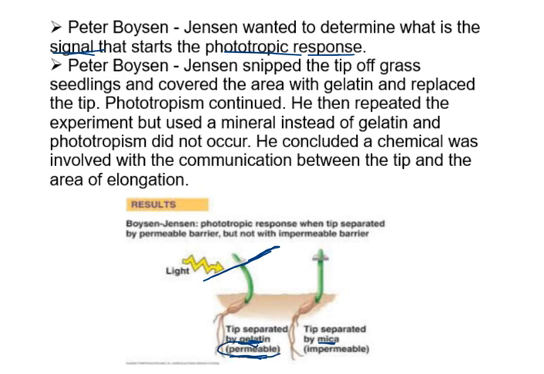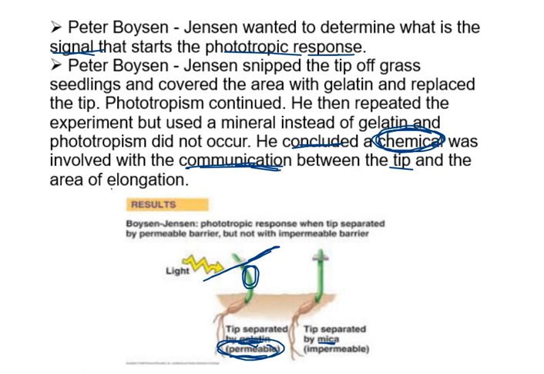If there was a permeable piece of jello in the middle here, then it did. And if you put a rock in between here, then it probably died. Nothing occurred anymore. Does that make sense? So what he was able to conclude then is right here. There must be a chemical involved with communicating between the tip and the area that starts to bend. Because remember, the area that's bending is right about here.